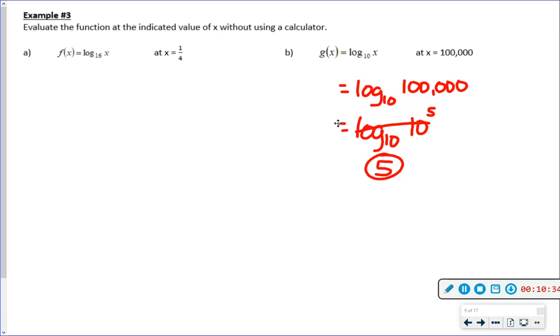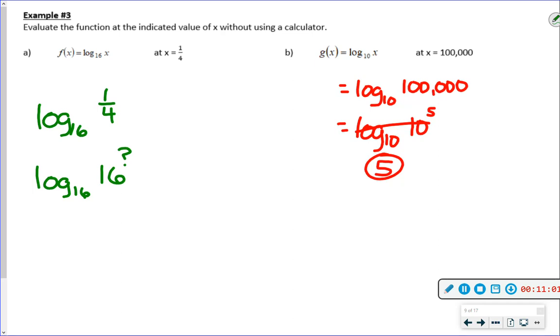Now, that's why I said I'm going to go out of order, because of course, anytime you have a fraction, we love fractions, it makes it a little more challenging. Same process, log base 16 of 1/4. So I am trying to rewrite 1/4 as 16 to some power. I'm going to put a question mark there for the power, because that's of course what we're trying to figure out.